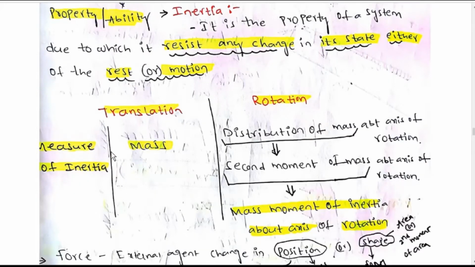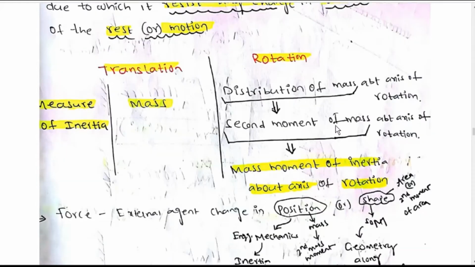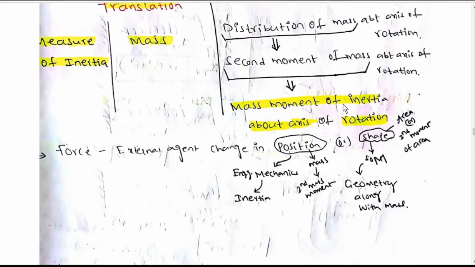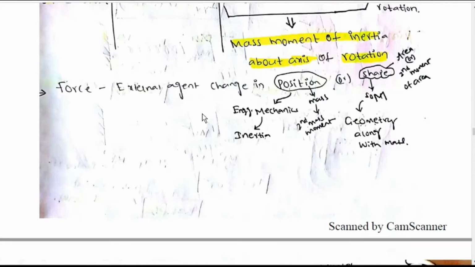Translation: measure of inertia is mass. Rotation: distribution of mass about the axis of rotation, second moment of mass about the axis of rotation, mass moment of inertia about the axis of rotation. Force is an external agent causing a change in position or shape. In engineering mechanics, inertia is mass, second moment of inertia, shape, form, geometry along with mass, area or second moment of area.